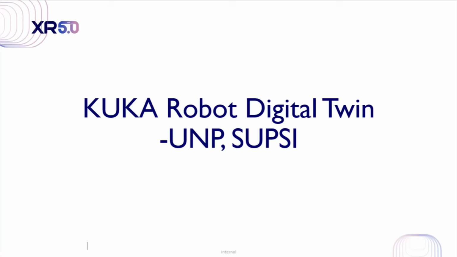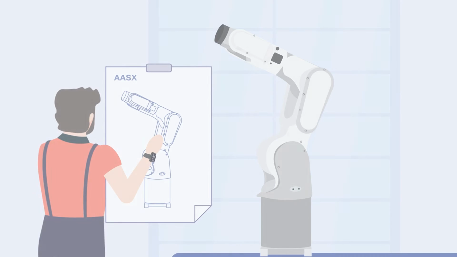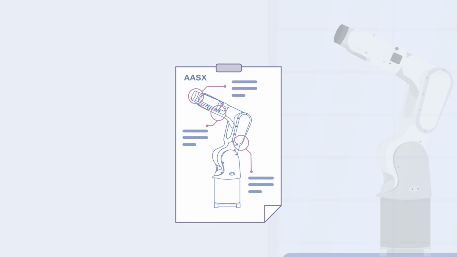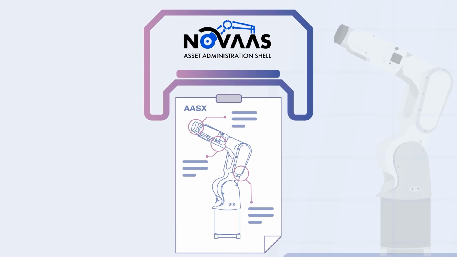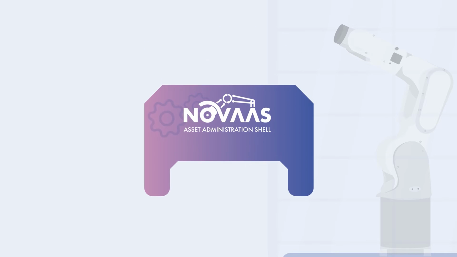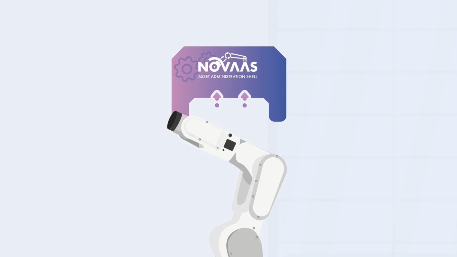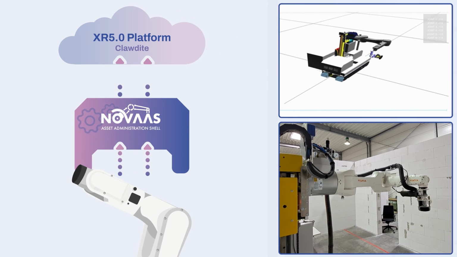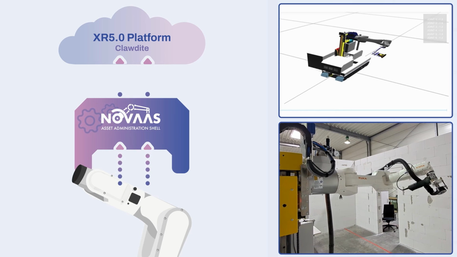Here we see how a KUKA robot is integrated into the XR 5.0 cloud platform. It starts with describing the robot, its static and dynamic properties. That data is packaged into an AASX file, then loaded into the runtime environment. Once deployed, it shares data with the platform, connecting the physical robot with its digital counterpart, providing real-time visibility into its state, behavior and performance.